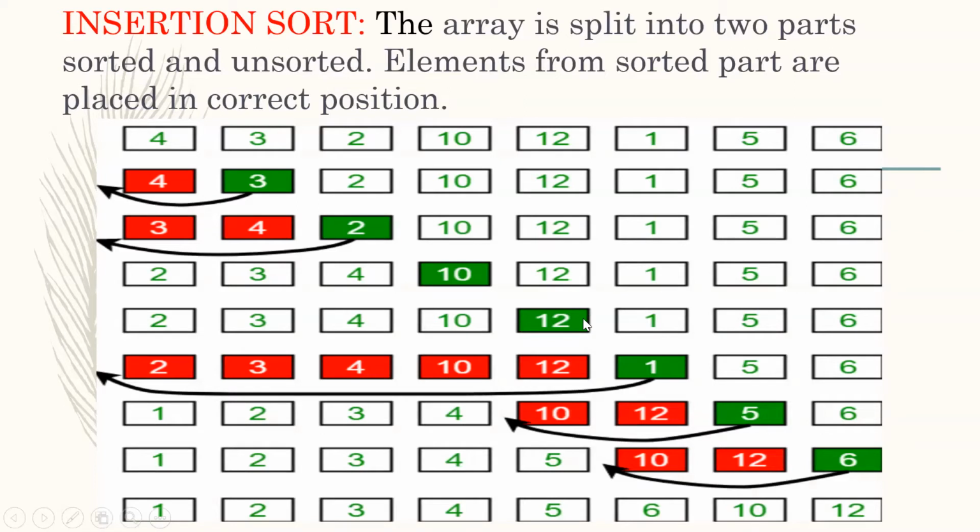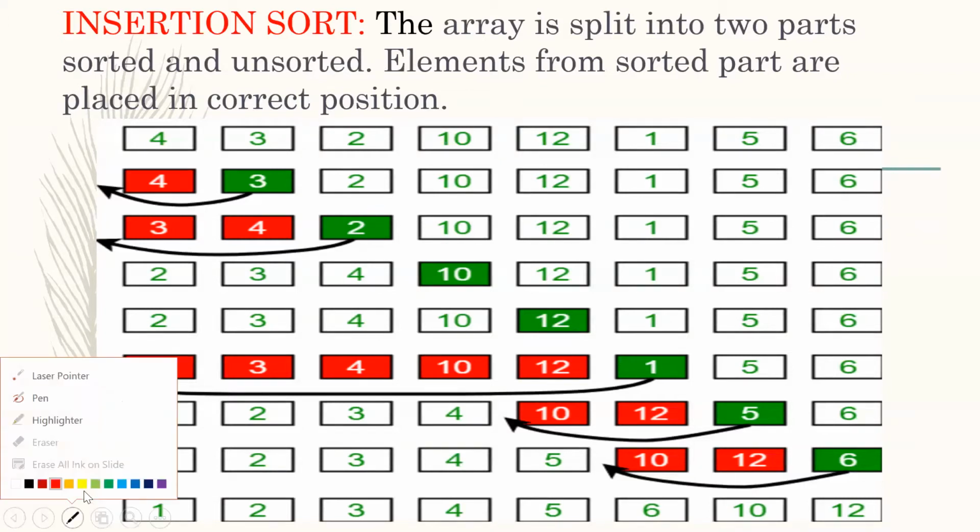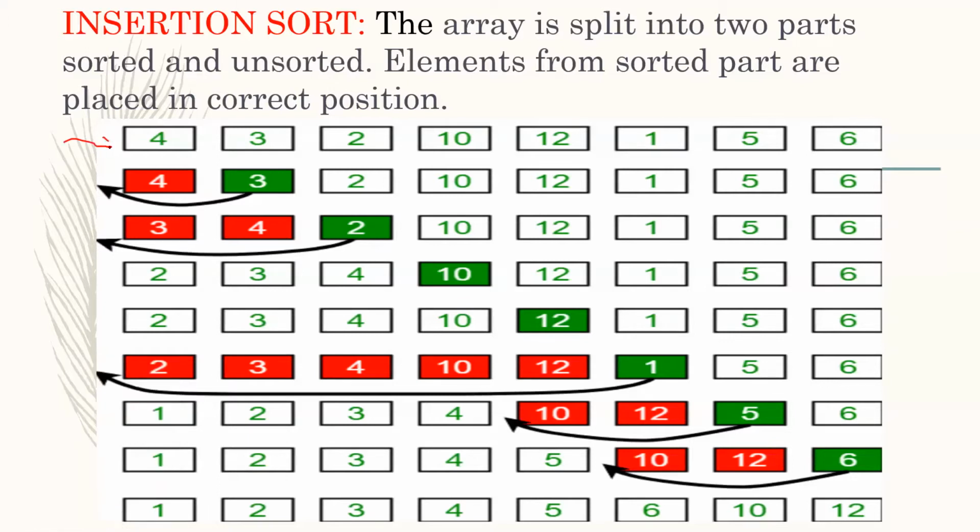Like, take an example. Is my screen visible? Yeah. Okay, so here the array is given. Let me use the pen first. This is the given array: 4, 3, 2, 10, 12, 1, 5, and 6. As you can see, this array is unsorted. That is, it's not arranged either in decreasing order or in increasing order. So we'll be using insertion sort here to sort this given array.